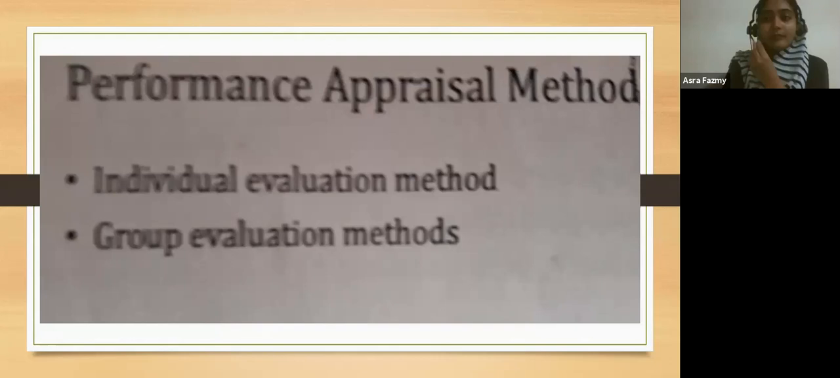Performance appraisal is mostly done once a year. There are a few methods that the appraisal can be done. There are two methods. The first method is called the individual evaluation method, and the second one is called the group evaluation method. Individual evaluation method is one person doing the whole evaluation or the appraisal process, whereas group evaluation method means one or more people together doing an evaluation process. Is that clear?